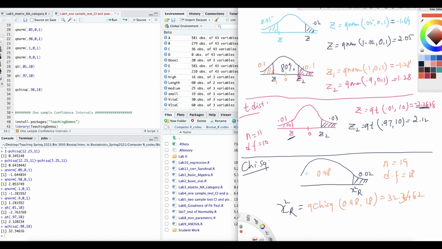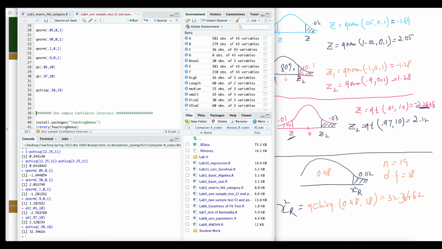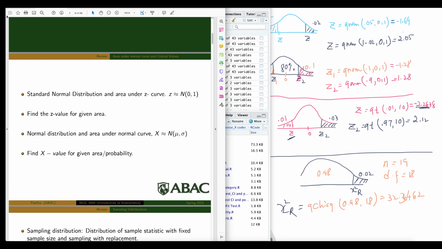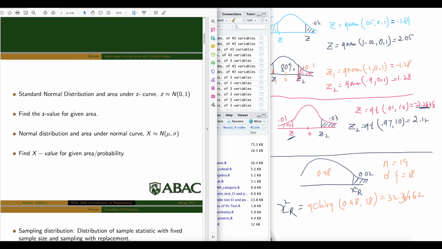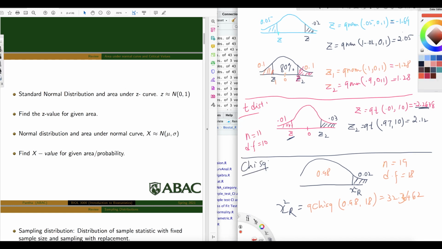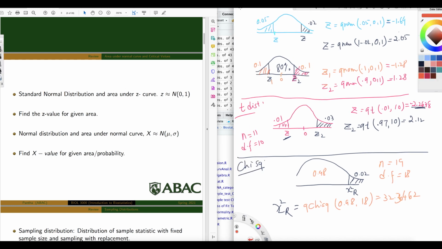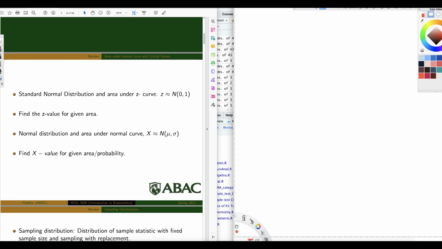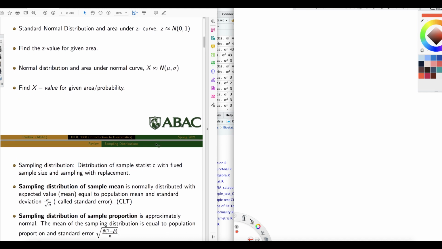Okay guys, so what I mean here is, if you are asked to find out the area under the curve, or if you are asked to find out the critical values, then you can use P or Q of the corresponding distribution. Okay guys, all right, so this is basically the review of what we did last time.